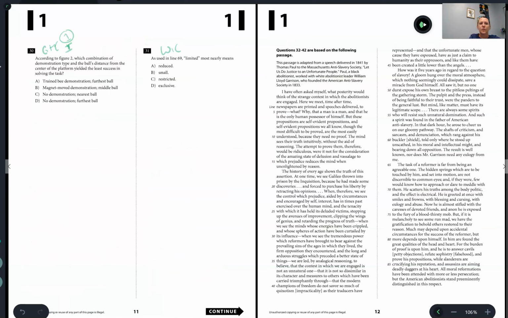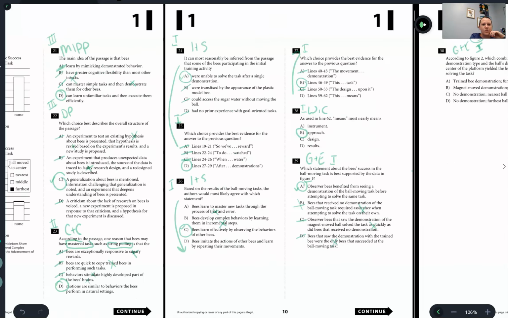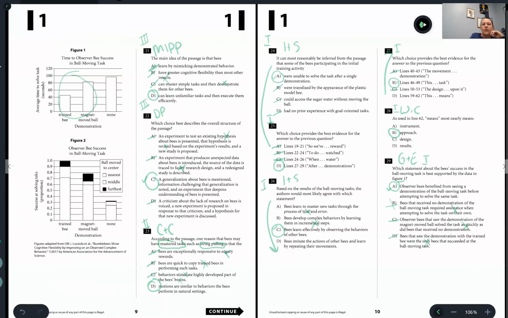We're looking at figure 2. Which combination of demonstration types and the ball's distance from the center of the platform yielded the least success in solving the task? Okay, so let's look at figure 2. This is actually a 3-part bar. So right now these bars all look to be the same color. The nearest is going to be these green bars. And then the middle is in the middle, which is convenient, and then the furthest is furthest away.